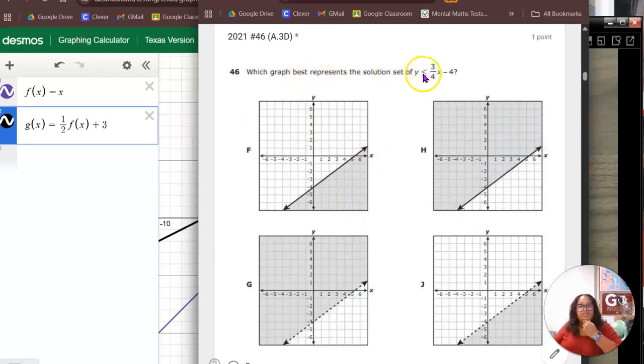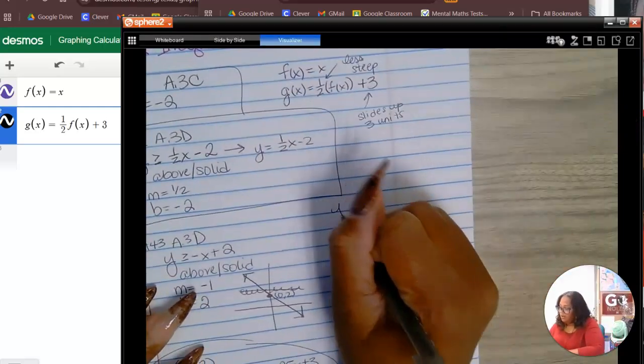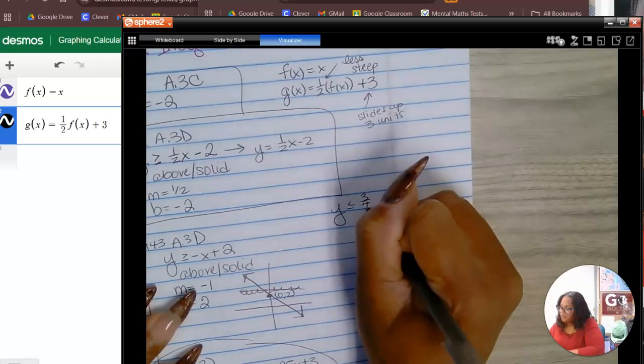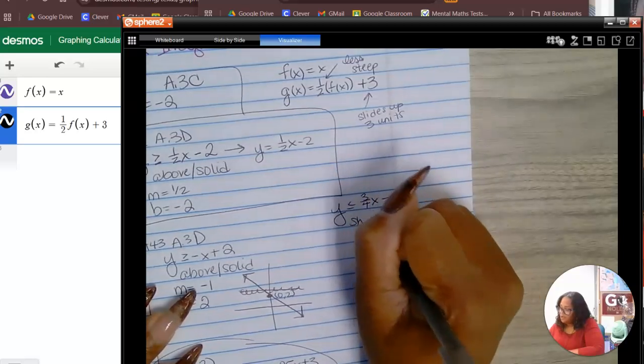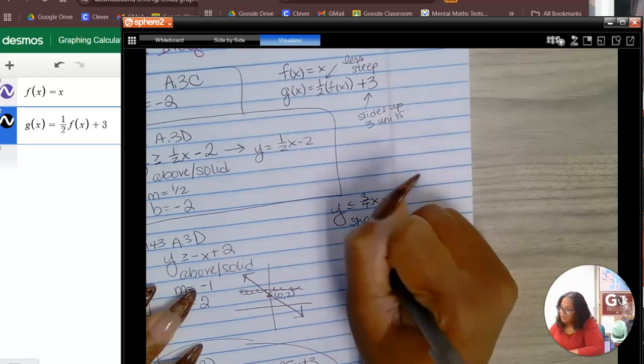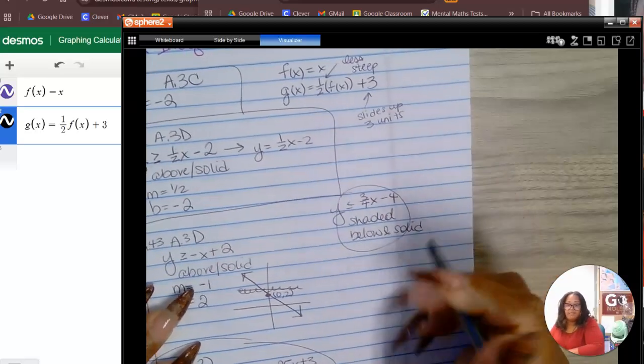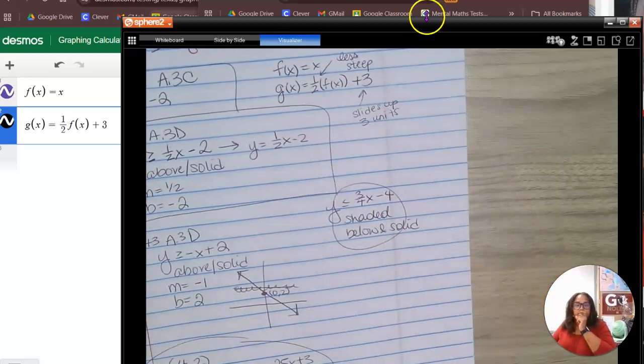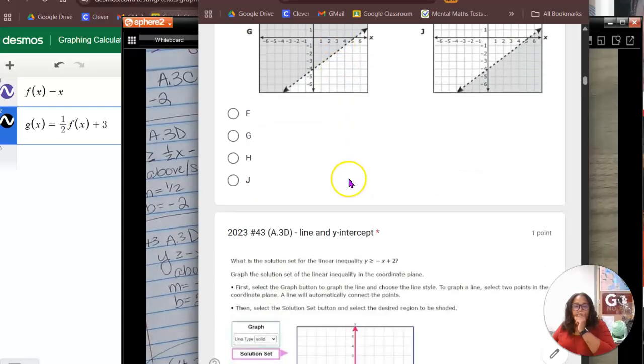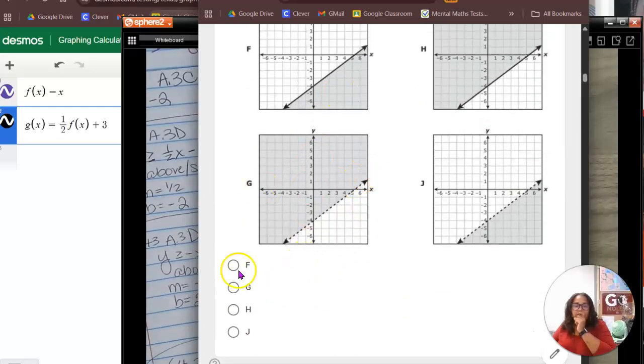Which graph represents the solution set of y is less than or equal to 3/4 x minus 4? Okay, I know that I need to have a solid line, and it's going to be shaded below. And there's only one answer that shows that this line is solid, and it's shaded below. Less than or equal to 3/4 x minus 4, shaded below, and solid. Got to remember that symbol. That was answer F.